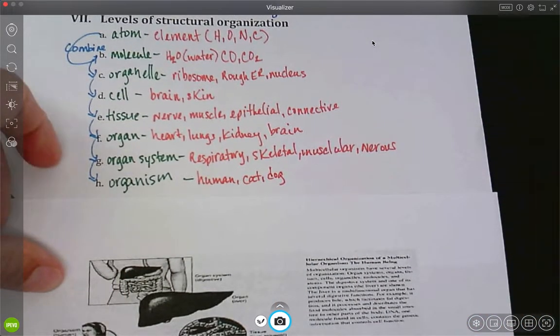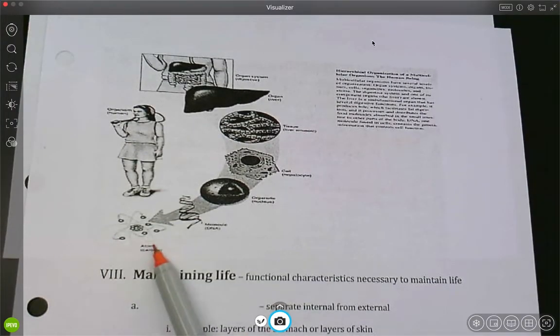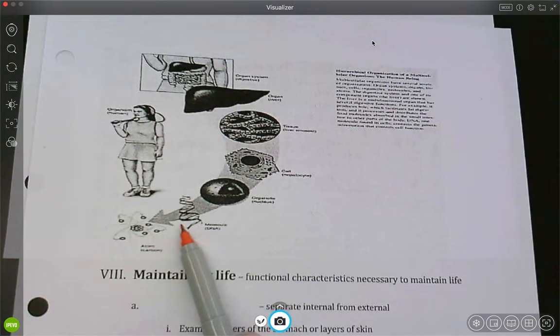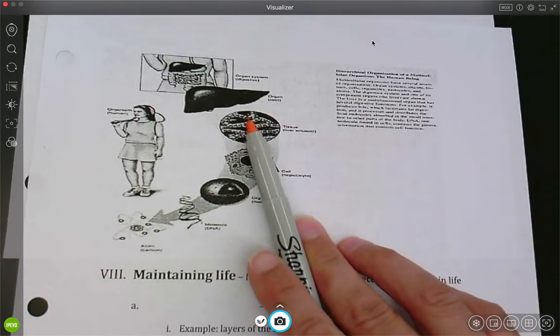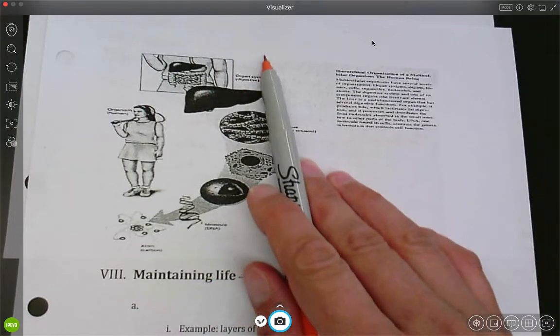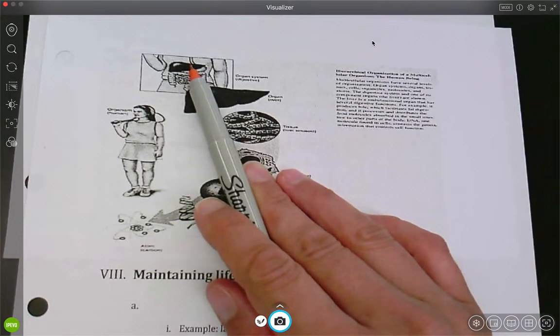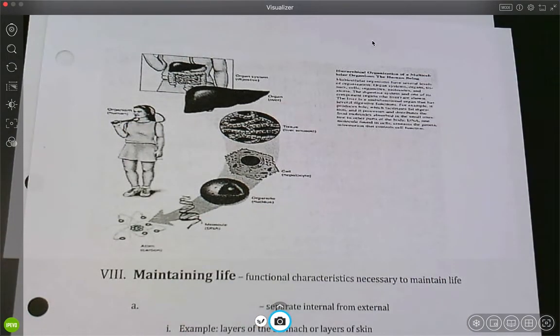So when we look at this picture, which is on the back of the next page, we take our atom, we're combining it, we're getting an organelle, I get a cell, cells make tissues, I take tissues together, we get an organ. All my organs together make a system, and all my systems together make an organism.